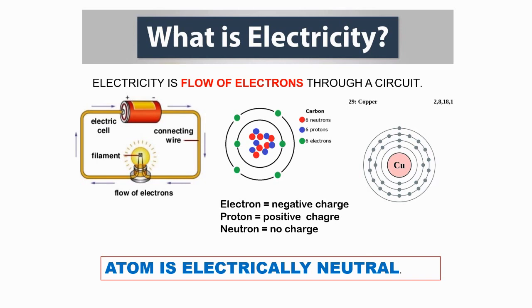The distance between the electron in the last orbit, that is nothing but the valence shell, and the nucleus is more, and hence this electron in the valence shell is weakly bonded to the nucleus, and due to this weak force of attraction this electron becomes free.